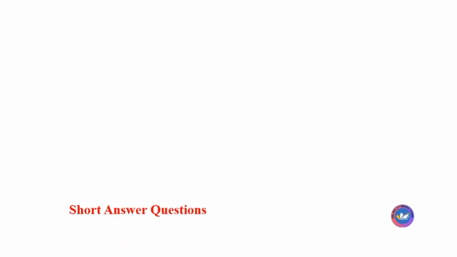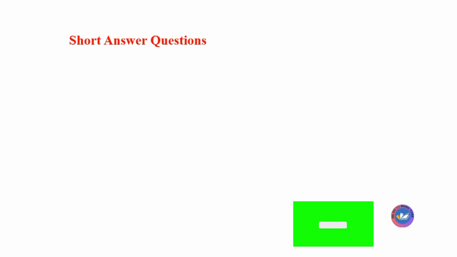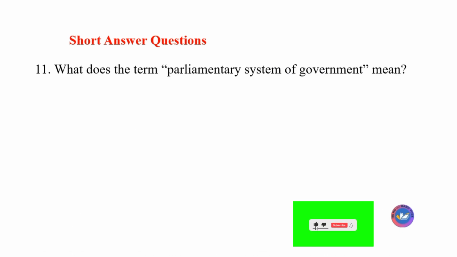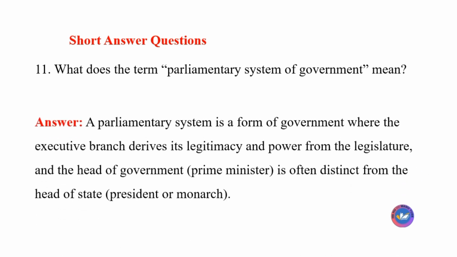Give short answer. Question number 11. What does the term parliamentary system of government mean? The answer is, a parliamentary system is a form of government where the executive branch derives its legitimacy and power from the legislature, and the head of government or prime minister is often distinct from the head of state or president or monarch.